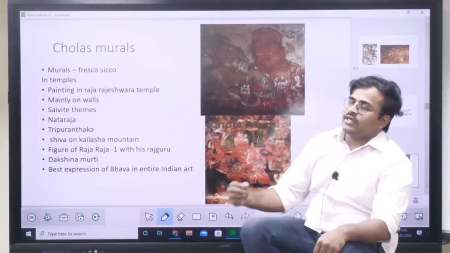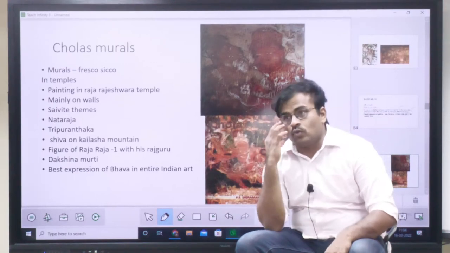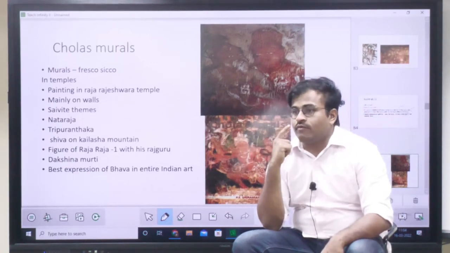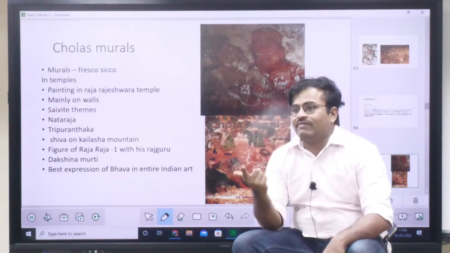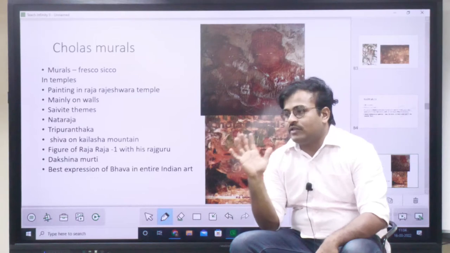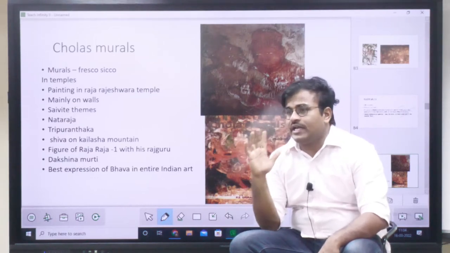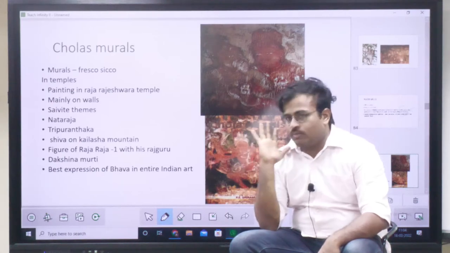Chola mural tradition is a very, very important tradition in India. The Chola mural tradition is known as the best expression of Bhava. Bhava means the emotion which is conveyed to the public. The best expression of Bhava is present in Chola mural tradition. It is a continuation of the Ajanta painting tradition, and all the elements of Ajanta painting tradition are present in Chola murals too.